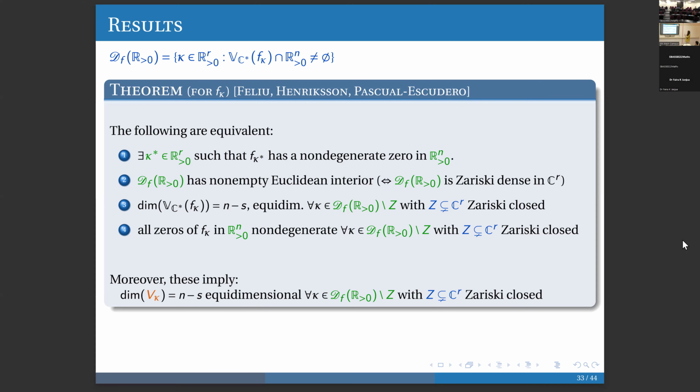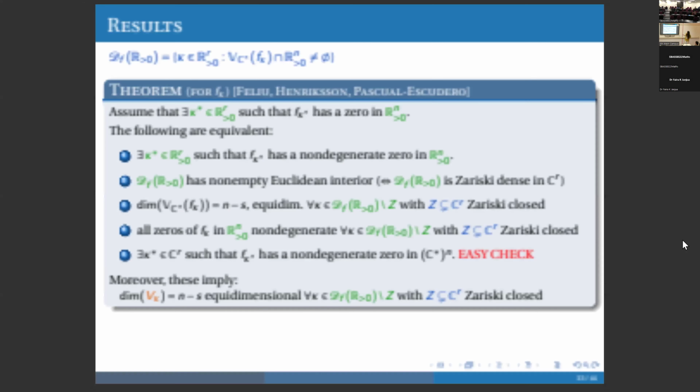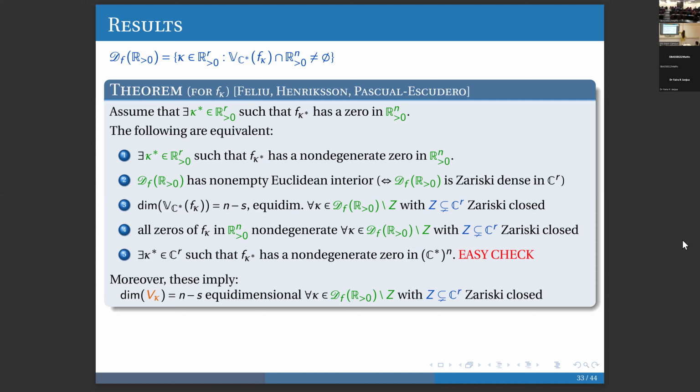So actually, I said the complex variety, maybe in the torus, but this one can allow us to say something about the dimension of the positive part too. So if we know this about the complex, we know this about the positive part too. The other way is not true, but it implies. And actually, instead of trying to find a parameter that has a non-degenerate positive zero, we can check by only finding a parameter in the complex that has a non-degenerate zero in the complex terms. That will be enough. And this is a very easy linear algebra check. That one I can show you later.